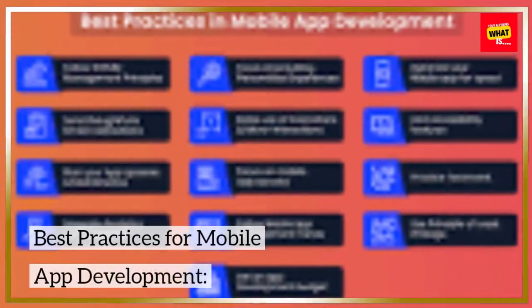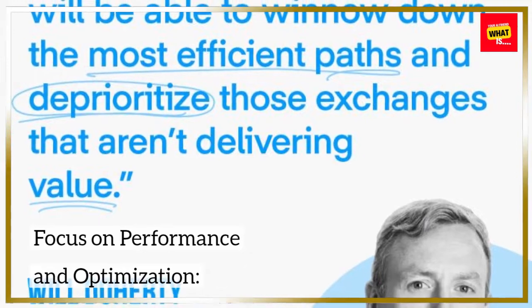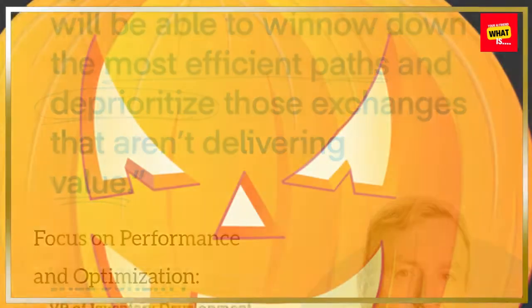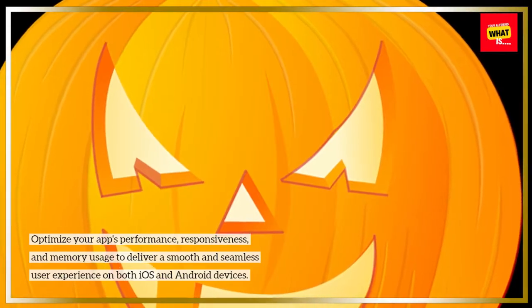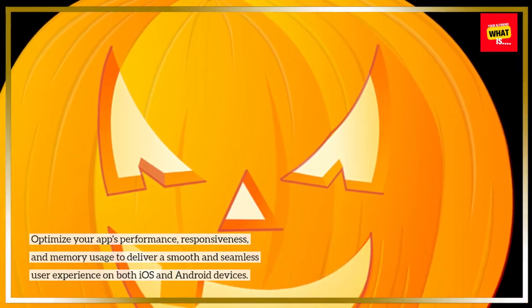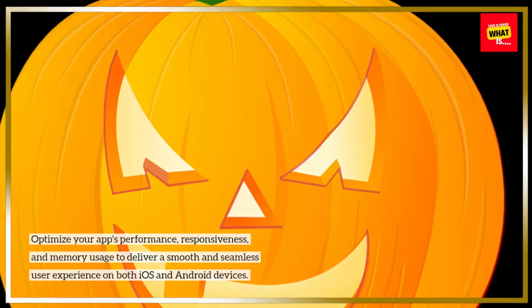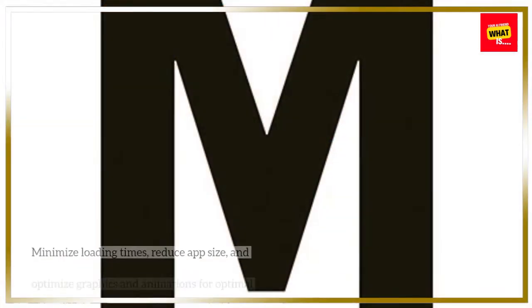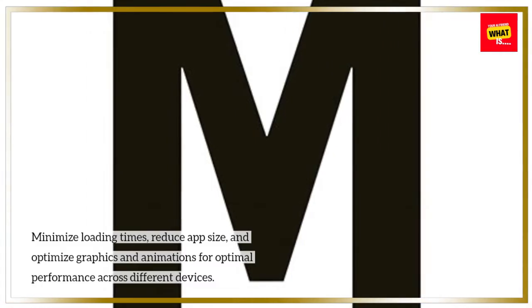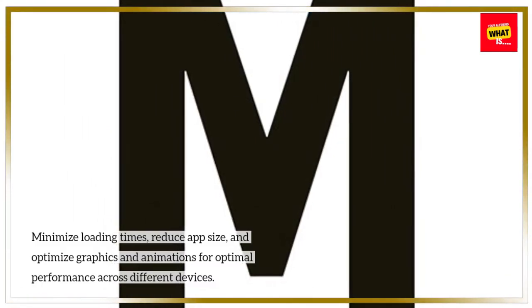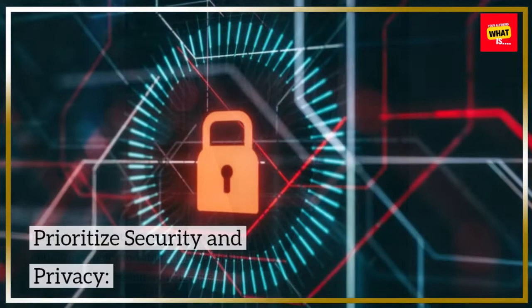Best practices for mobile app development. Focus on performance and optimization. Optimize your app's performance, responsiveness, and memory usage to deliver a smooth and seamless user experience on both iOS and Android devices. Minimize loading times, reduce app size, and optimize graphics and animations for optimal performance across different devices.